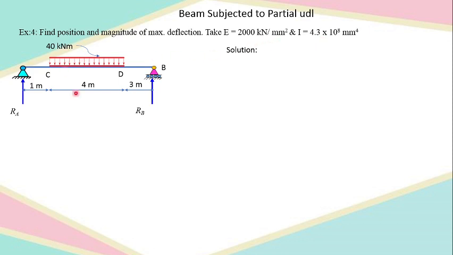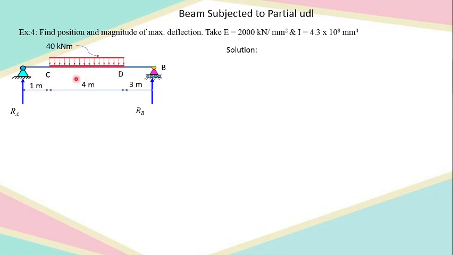So what is the uniqueness of this problem is, UDL is imposed, but it is not throughout, it is partial placement of this particular UDL for the span of CD. So let us see how this particular problem is to be dealt with.